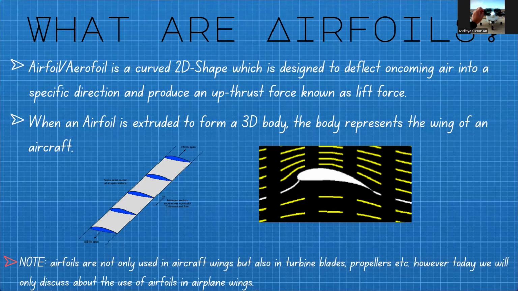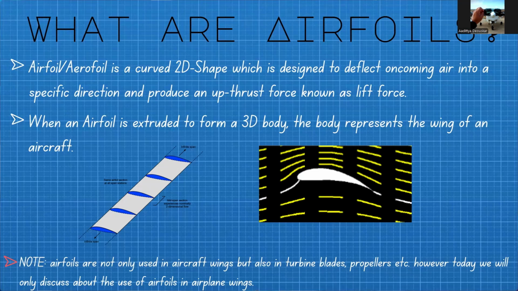For example, there is a square, and when you extrude a square, you get a cube or a cuboid. When you extrude a circle, you get a cylinder. In a similar way, when you extrude an airfoil, you get a wing, an aircraft wing.